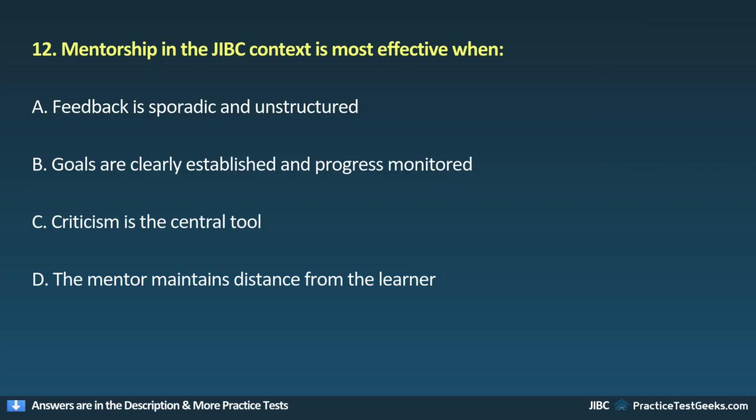12. Mentorship in the JIBC context is most effective when A. Feedback is sporadic and unstructured. B. Goals are clearly established and progress monitored. C. Criticism is the central tool. D. The mentor maintains distance from the learner.